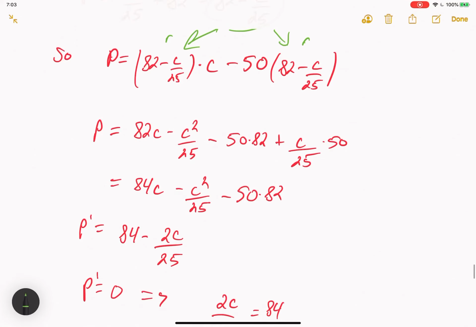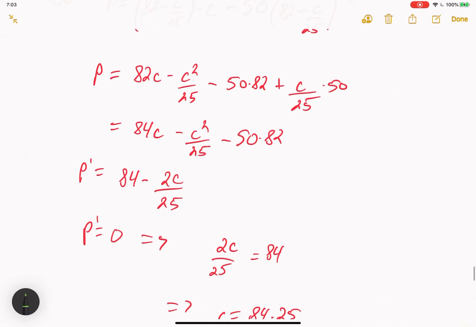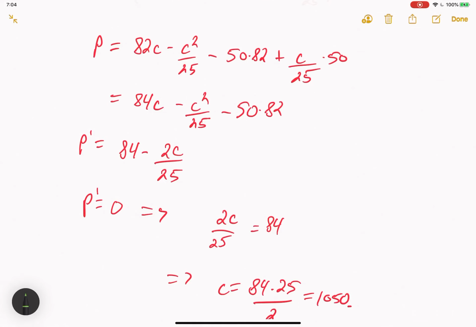So what I got was the profit is going to equal 84C minus C squared divided by 25 minus 50 times 82. I just left it as that because that's just a number. It doesn't really matter what that is. I didn't need to actually calculate what the number is. Because what we need is the maximum. Well, we needed the cost to maximize this profit, so we don't necessarily need to know the profit value. So we take a derivative, we get P prime is equal to 84 minus 2C divided by 25, because we're taking the derivative with respect to cost.